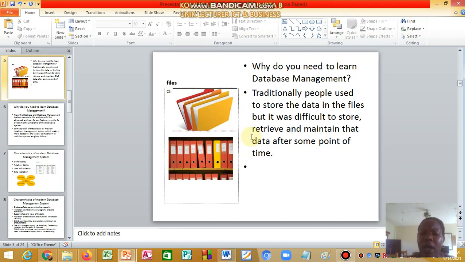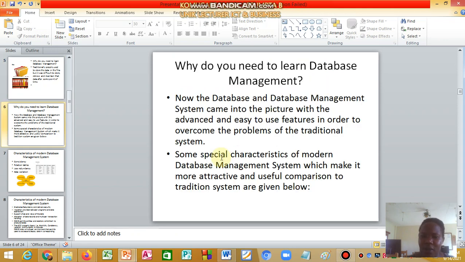So why do you need to learn database management systems? Traditionally, people used to store the data in files, but it was difficult to retrieve. Like you can see these files. If you have 1,000 files, and then they tell you to look for a name, for example, look for Maria Sumta in a file, and for example, it was stored in 1990, and you are not there. So checking to find all that data takes quite a lot of time, and you may end up losing that data if not carefully searched.